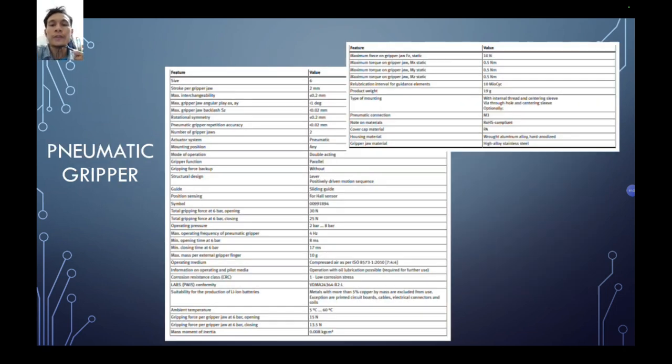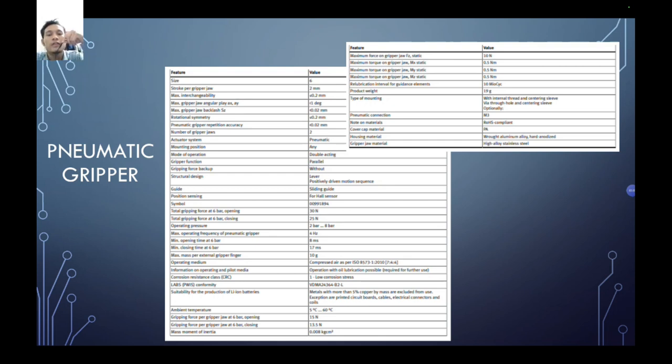For the pneumatic gripper, the size of the gripper is 6. The gripper actuator is pneumatic. It can be mounted in any position. Operation is double acting. Gripper function is parallel. The design is lever positively driven motion sequence. Guide is sliding. Position sensing is by Hall sensor.